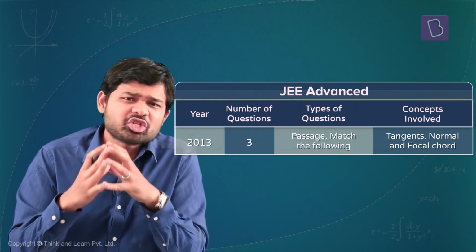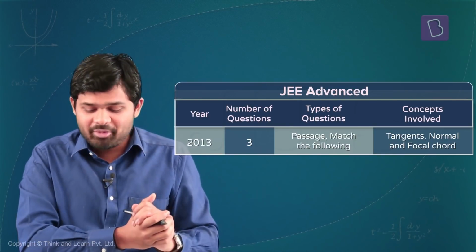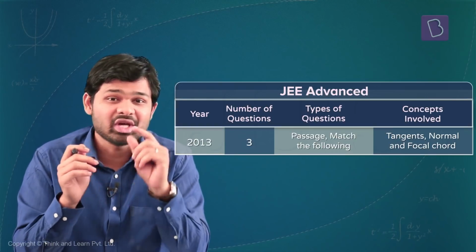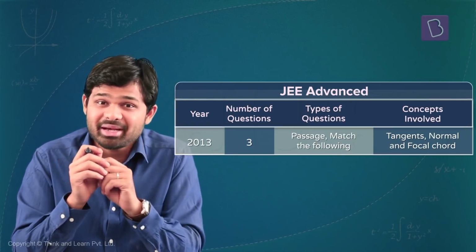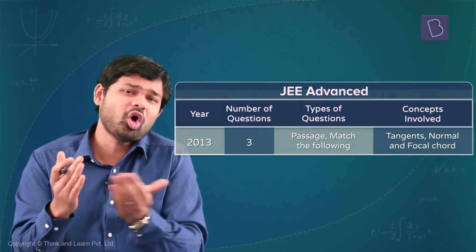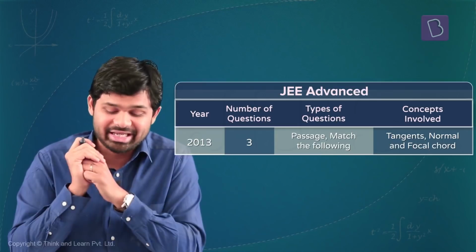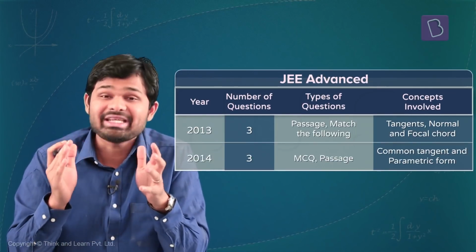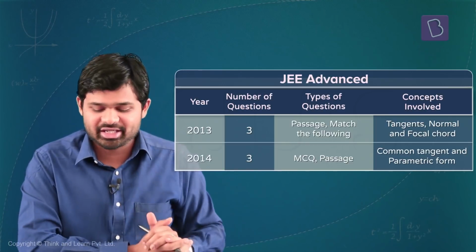There was application of tangents and normals of parabola. There was application of focal chord of a parabola in these questions. So 2013 advanced examination was very high on parabola. That was the case all through from 2014 until 2018. In 14, again, we had 2 questions. One question from common tangent. That was a single correct answer kind of question.